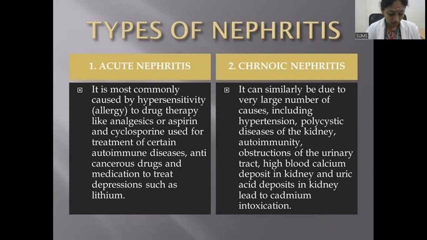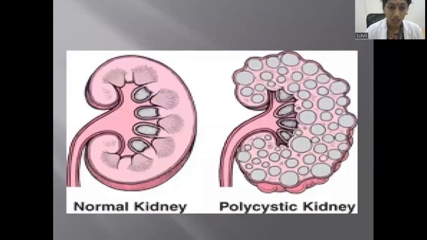So acute nephritis is mainly due to hypersensitivity to certain drugs, the intake of antidepressant drugs, and drugs for the treatment of autoimmune disorders. Whereas chronic nephritis is mainly due to hypertension, polycystic kidney disease, any obstruction of the urinary tract, and high calcium deposition in the kidney as well as high uric acid deposition in the kidney, which leads to cadmium intoxication.